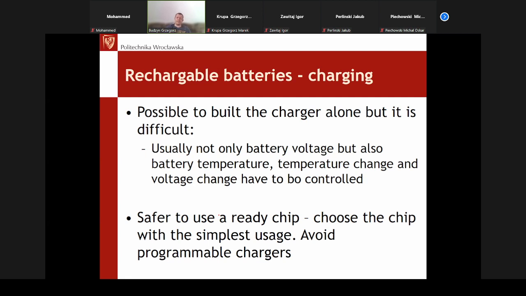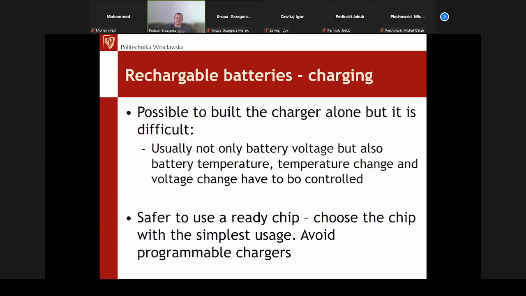So we don't need to make a complex and reliable construction here. Yet the problem of this is the charger itself. Why is the problem the charger?